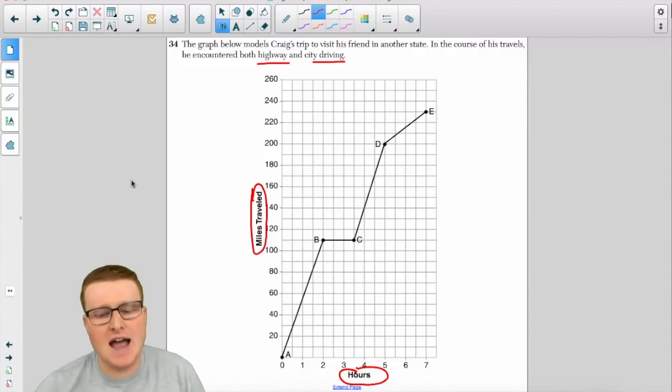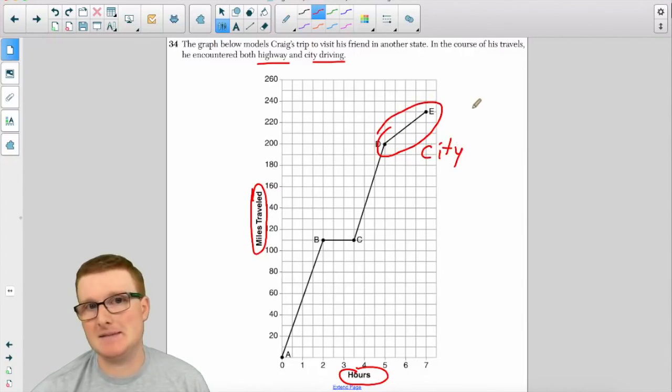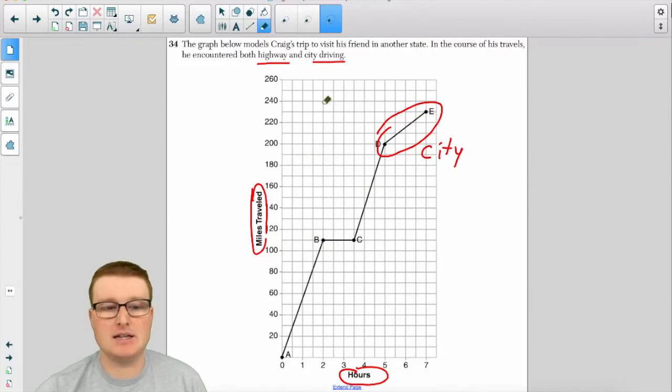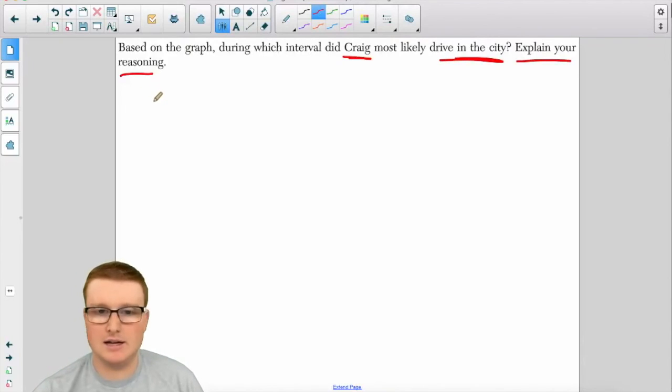So they're kind of going for, did you know, or you should know, that Craig is driving in the city from D to E. And if you said B to C, you're wrong, and I'll explain why a little bit later. But he's driving in the city from D to E. Okay. So, state it and explain your answer.